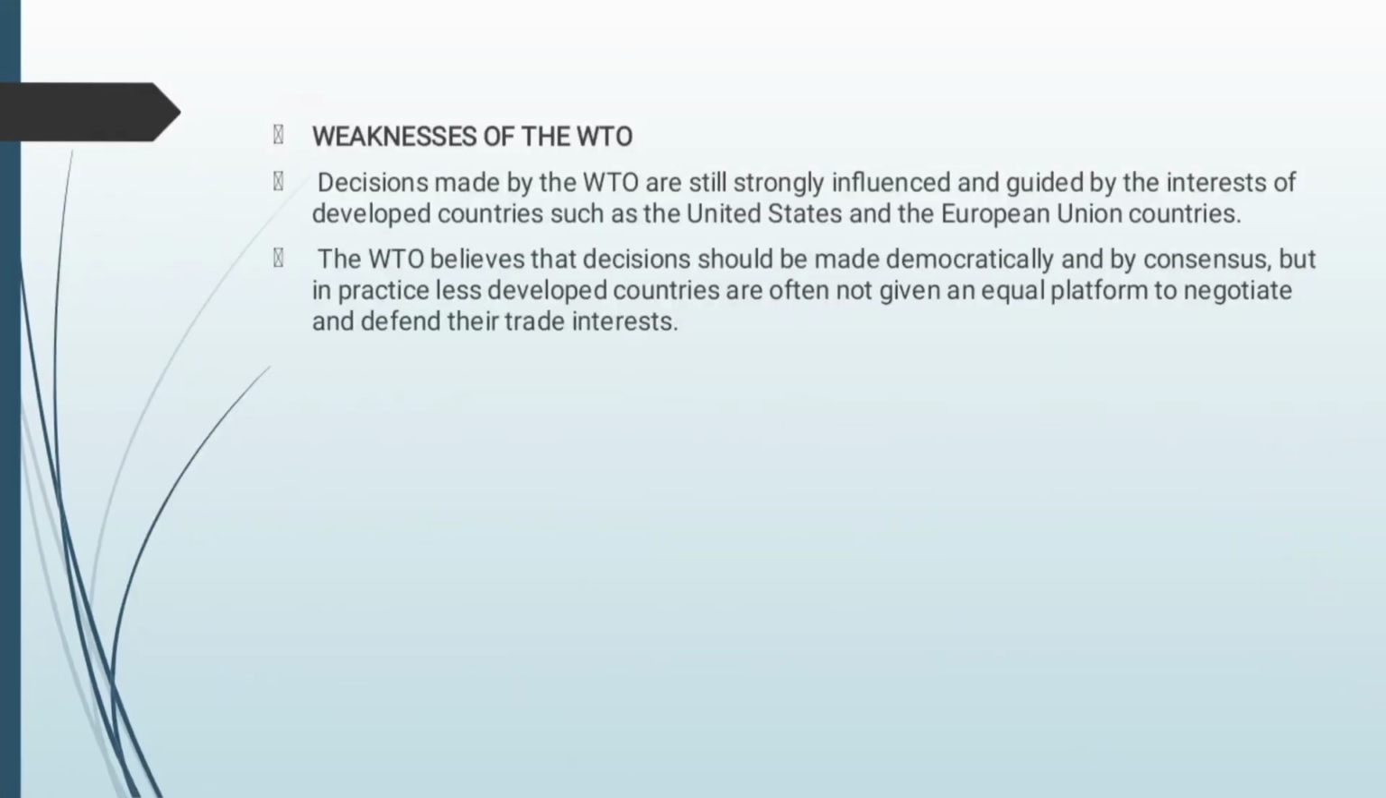Weaknesses of the WTO. It has got some weaknesses. Decisions made by the WTO are still strongly influenced and guided by the interests of developed countries such as the United States and the European Union countries. So they say they work with impartiality, free from bias, but some of their decisions are strongly influenced and guided by the interests of developed countries. That means they are also controlled by these big countries like the United States and the European Union countries.